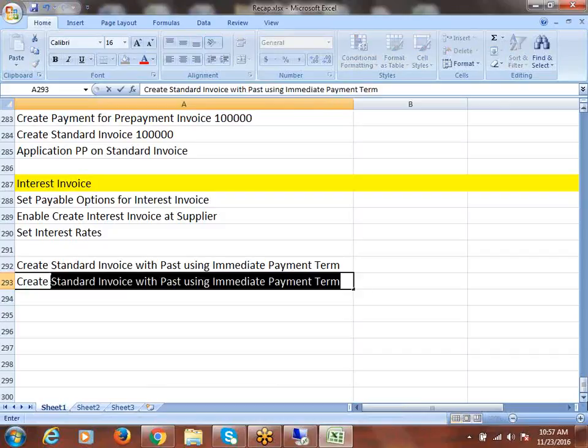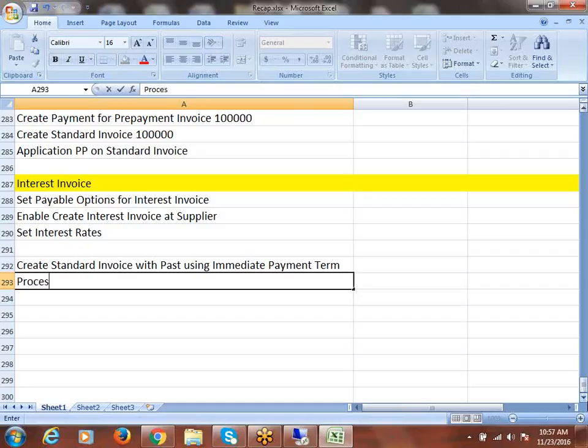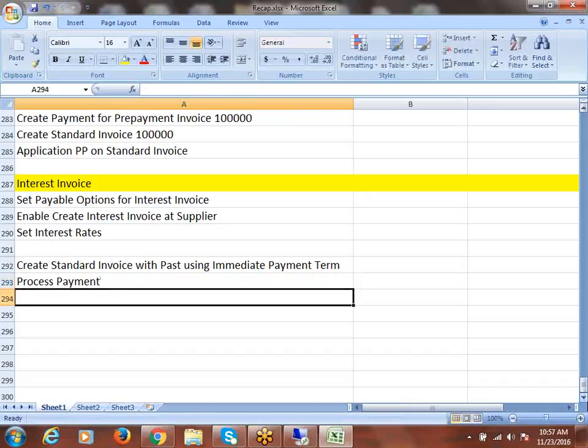Then create payment. Let's say process payment. Just say process payment, meaning today only we will be doing it. Once you process the payment, the system will prompt us saying that this invoice is an overdue invoice and interest is applicable. You should say yes only, not no, right? Since the supplier is asking and you are paying, it has to be applicable.